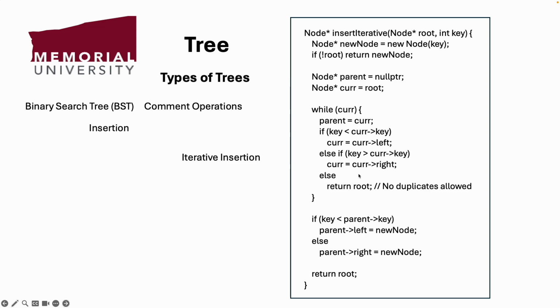Okay, after this while loop, what can we get? We find the spot where we are going to insert, right? So let's compare. If the key is less than the parent key value, where will it be inserted? To the left child, as the new node. Otherwise, we insert into the right child. Okay, so that's how it works.